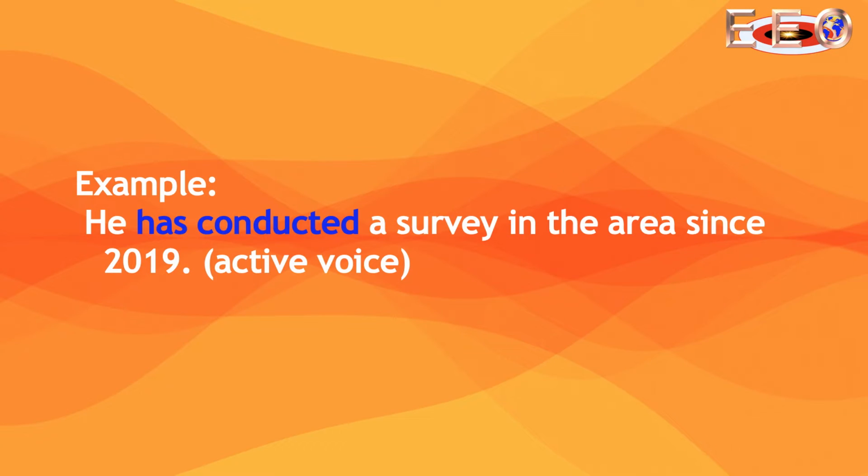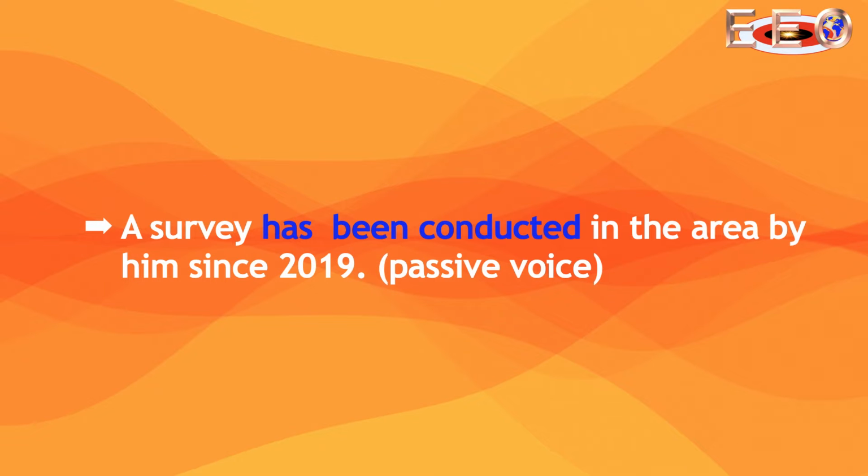To start with a simple example, let's check that we can easily construct a passive form for this tense. He has conducted a survey in the area since 2019. The passive form for this sentence, the present perfect tense, is so simple as you may see. A survey has been conducted in the area by him since 2019. This is a passive voice form for this tense.